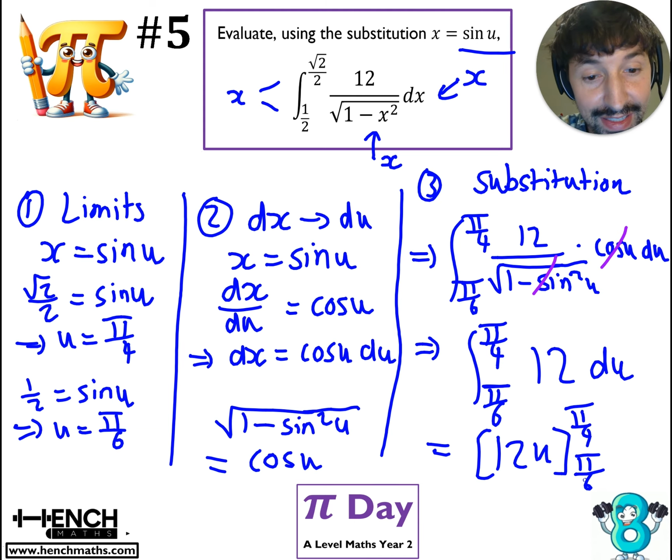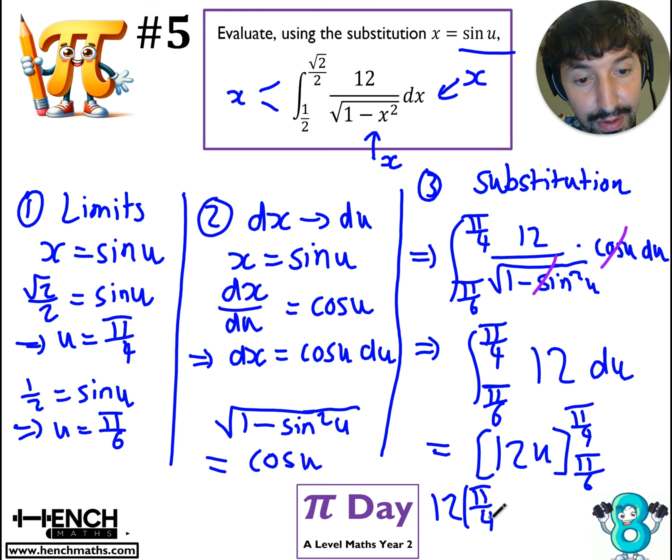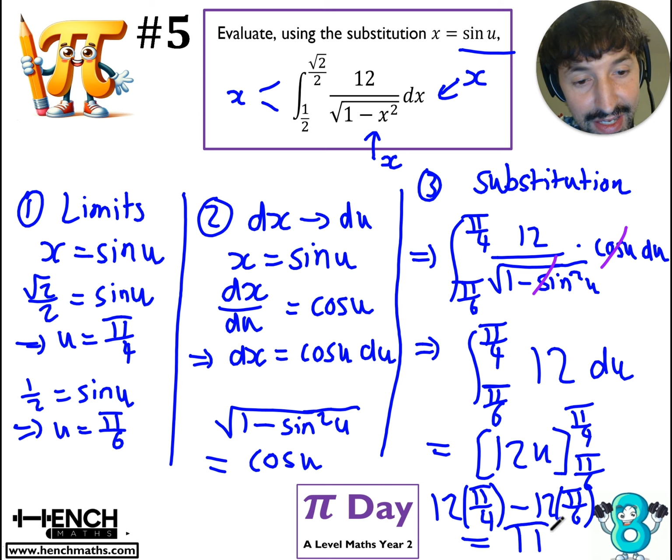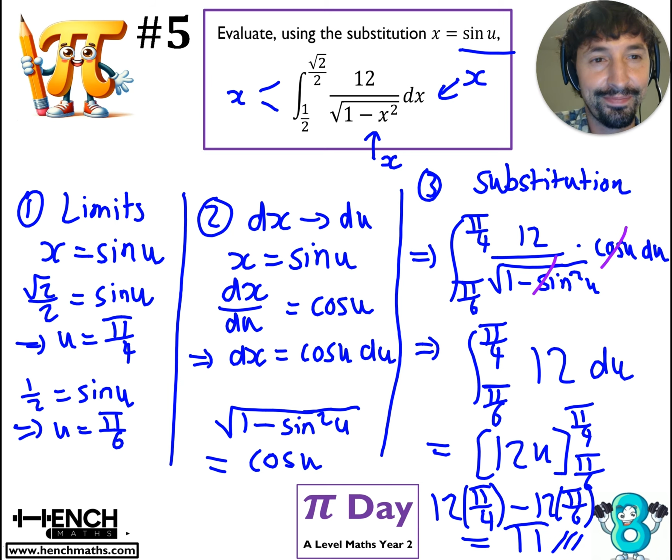So what that means is we've got 12 times pi over 4, subtract 12 times pi over 6. So 12 pi over 4 is 3 pi, 12 times pi over 6 is 2 pi, and so the final answer is pi. Hey, so that's a nice one for Pi Day.